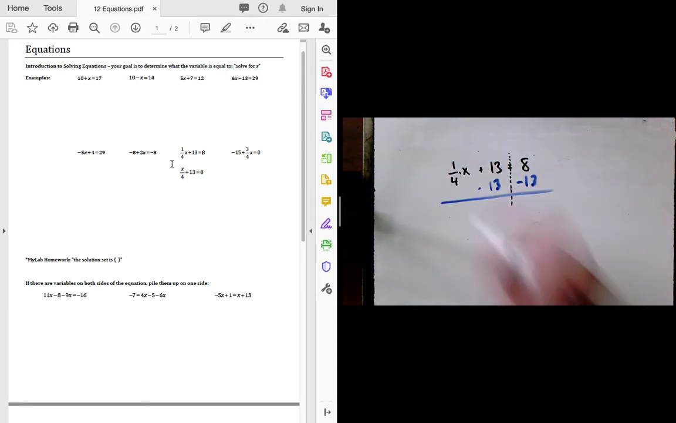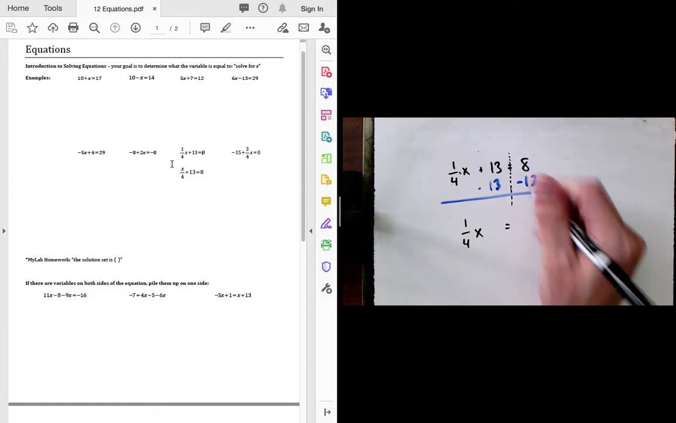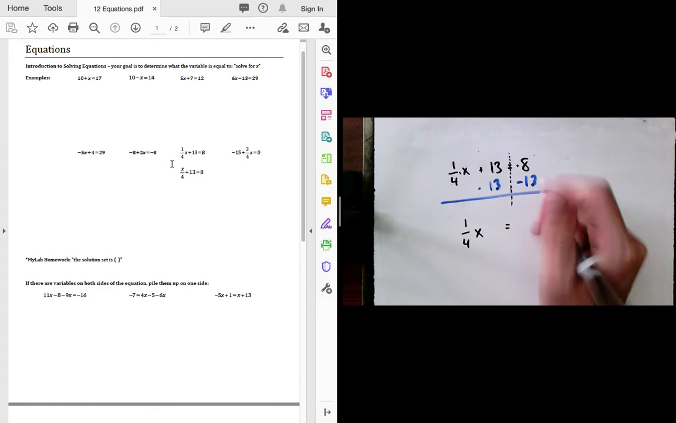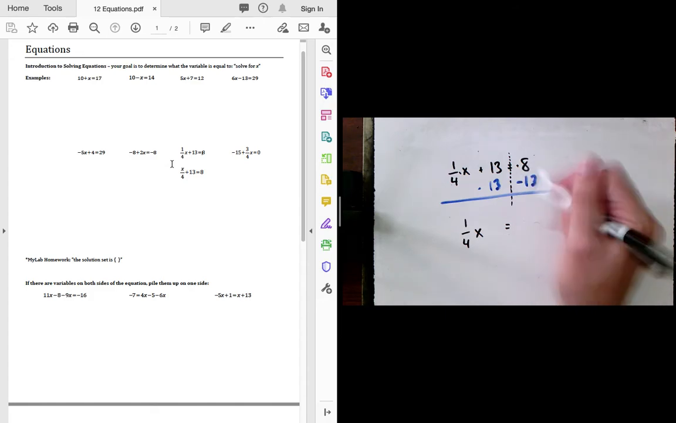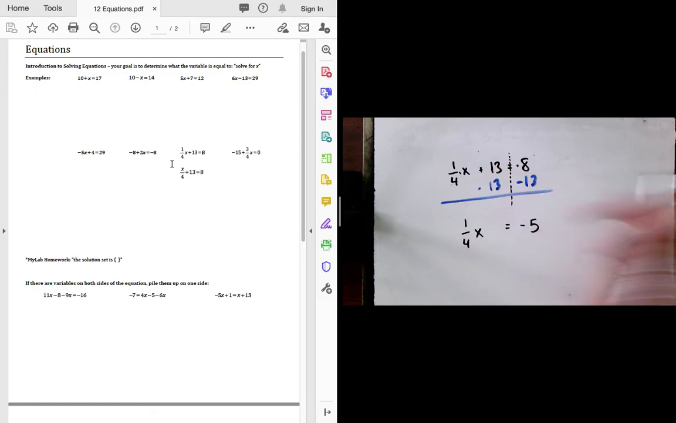When I do that, I get 1/4 x is equal to -5. Be careful here, you have a positive 8 and a -13, so your negative value has more power than our positive value. It's not just 5, it's -5 here.